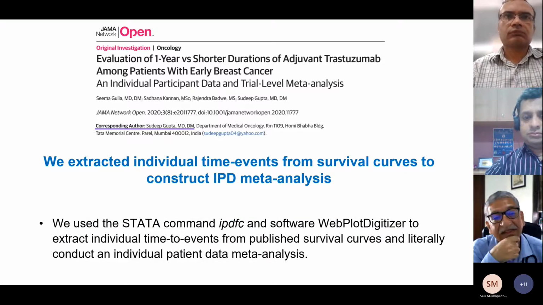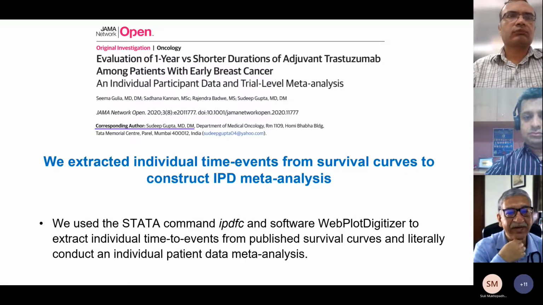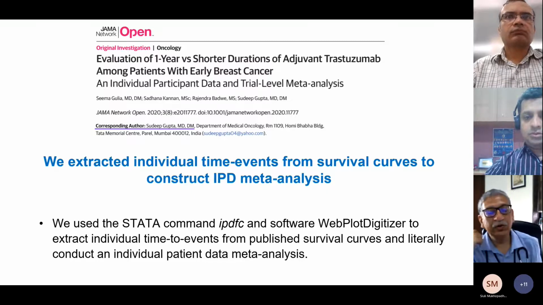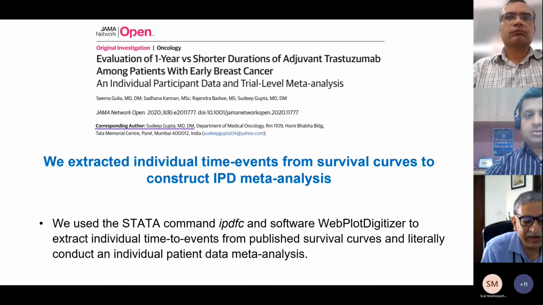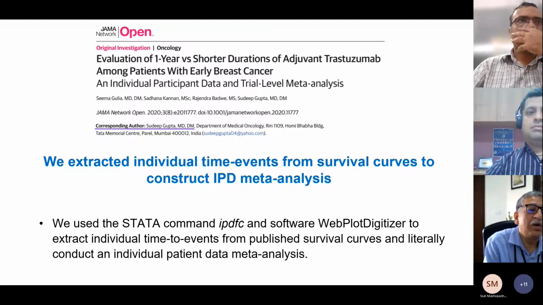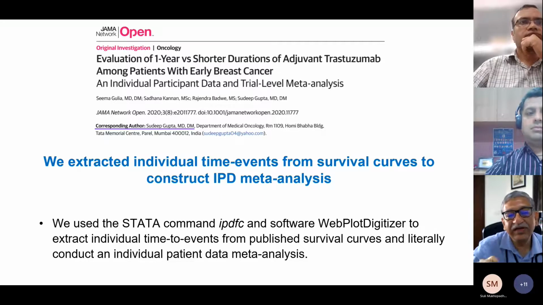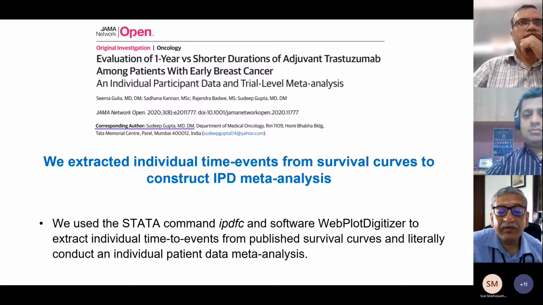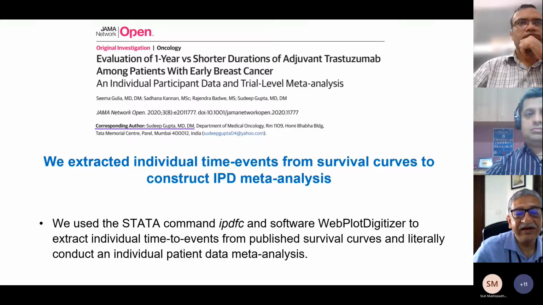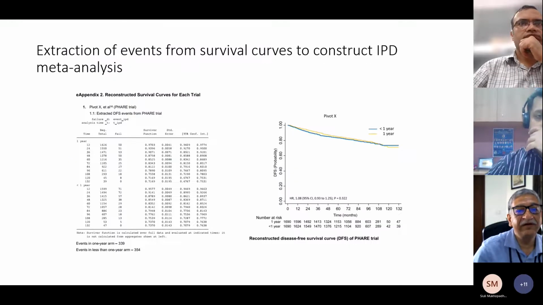We pioneered conducting an individual patient data meta-analysis. The usual way of doing it is to write to all the principal investigators, get all their Excel sheets and data, and then combine the data. What we did was to extract individual time events from the published survival curves using a software called the Web Plot Digitizer, and then we used the Stata IPDFC command to actually construct the IPD meta-analysis, literally an IPD meta-analysis only from data that was extracted from published survival curves.